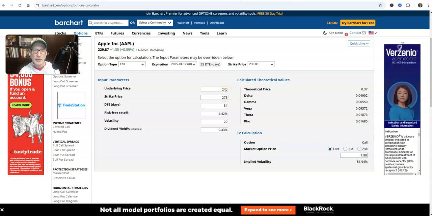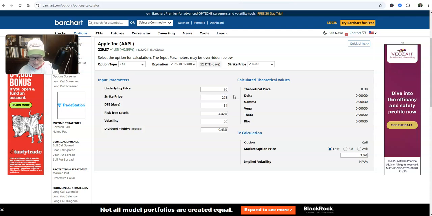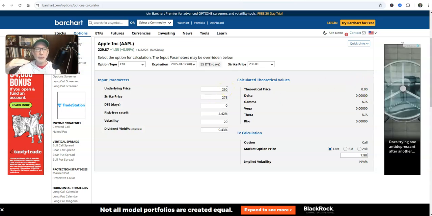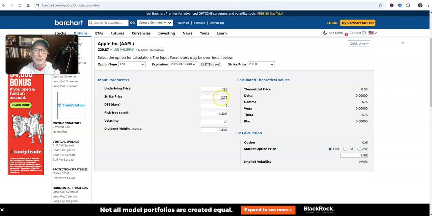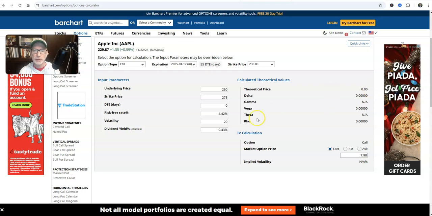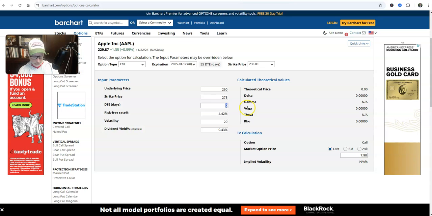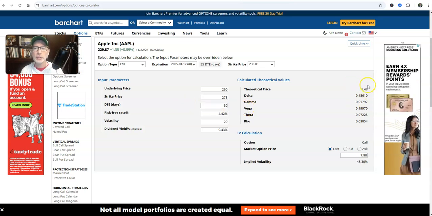So let's just say Apple goes up to $260 with 0 days left. That option's still worth nothing. Okay, Apple jumped $30 a share. It went from $230 to $260, but you bought this way out of the money call strike, and now it's worth nothing. Now, if Apple jumped up to $260, let's say with 30 days left before expiration, it's worth $1.48. So you can still sell it for some value.